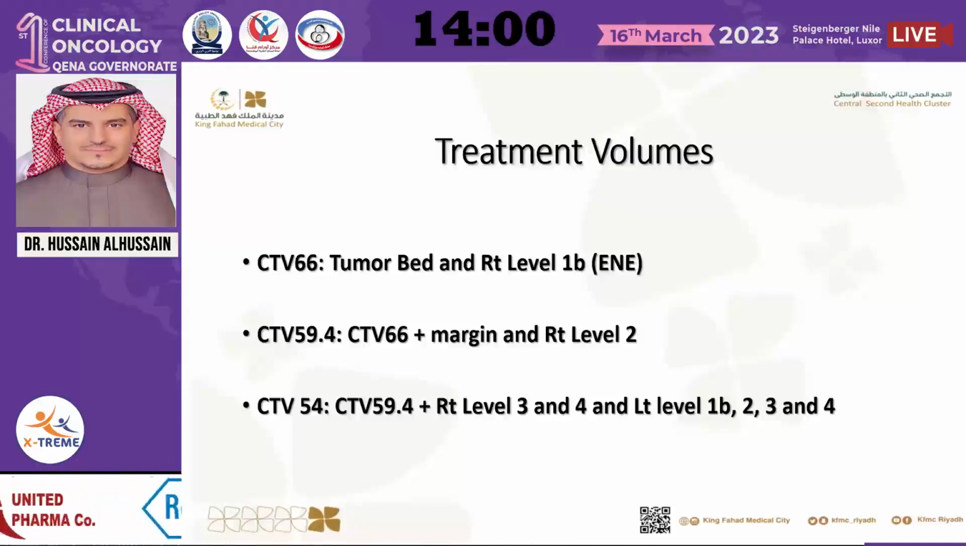The lower risk volume, CTV 54, included the CTV 59.4 with right level 3 and 4 lymph nodes, and the contralateral side, levels 1, 2, 3, and 4, as the patient had a positive lymph node with the risk of retrograde spread to the contralateral side. You had to include it in the low risk volume.